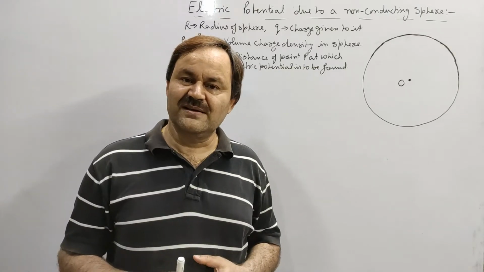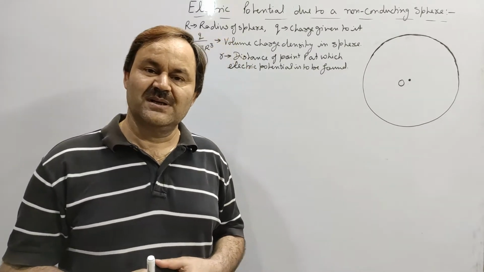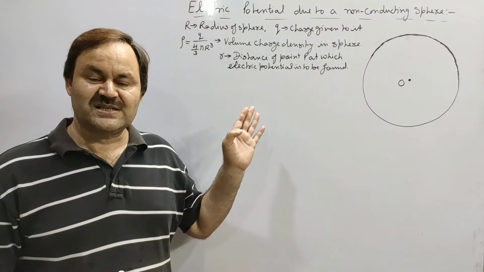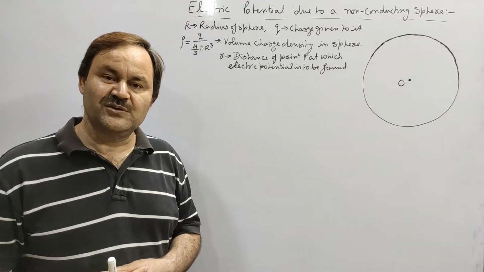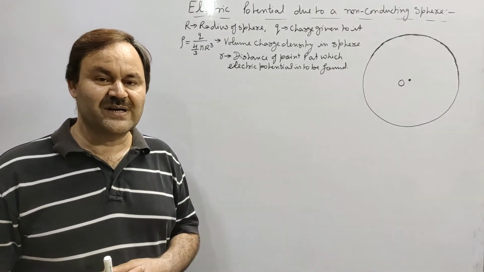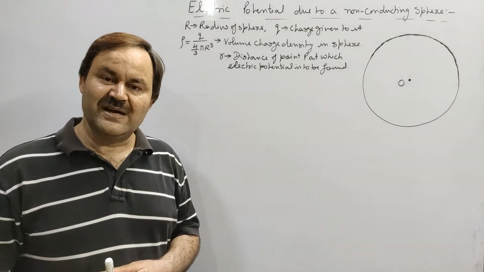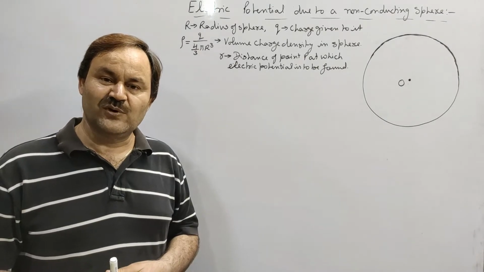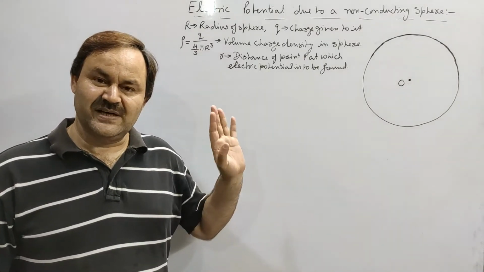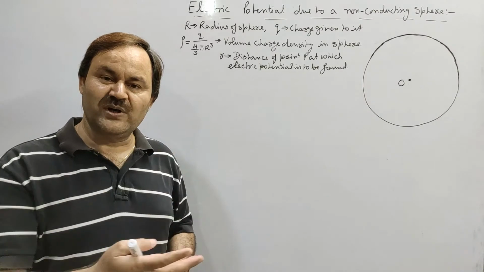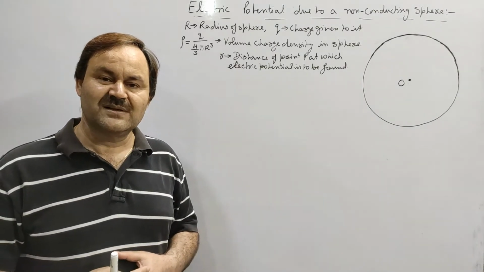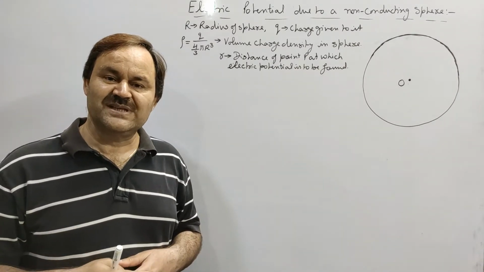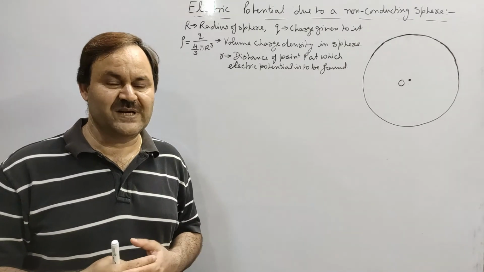Hi friends, in this video lecture related to the chapter electric potential and capacitance, first we will determine the expression for electric potential due to a solid non-conducting sphere having charge Q uniformly distributed throughout its volume at an internal point, at a point on the surface of the sphere, and at an external point. Then we will use these expressions to solve a numerical.